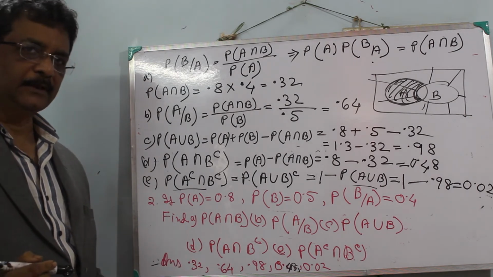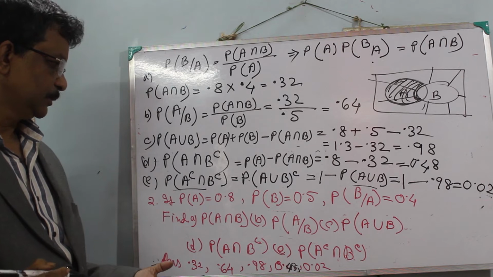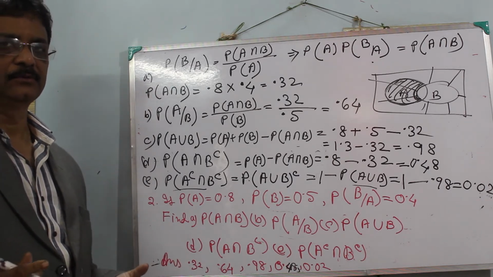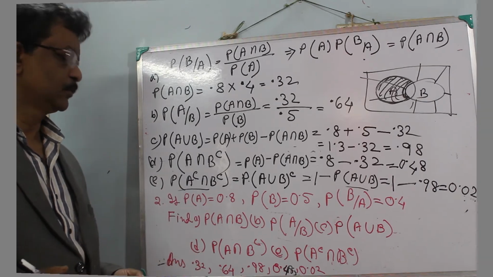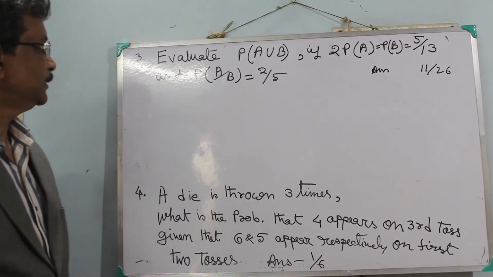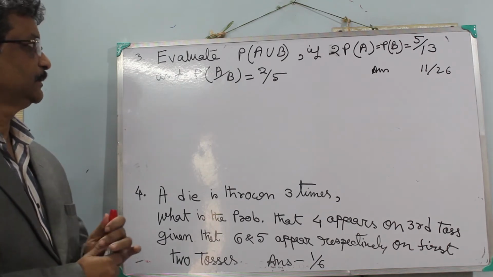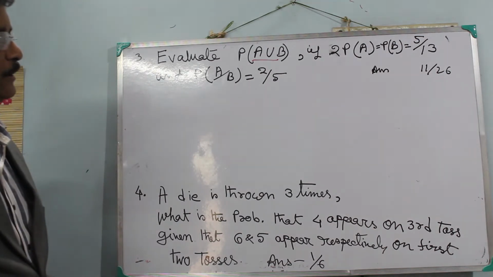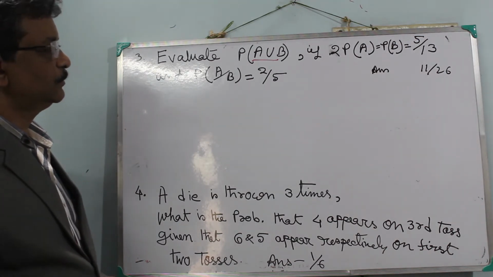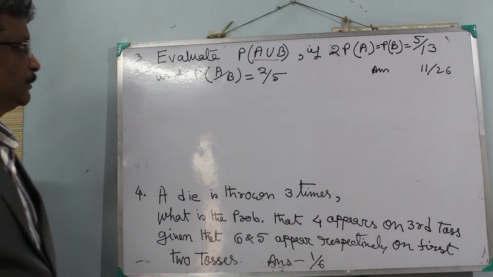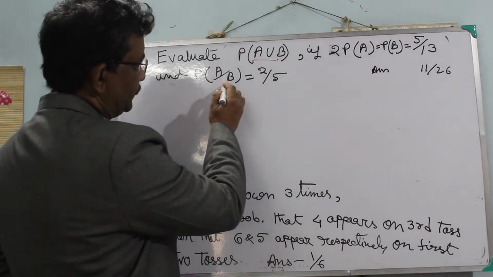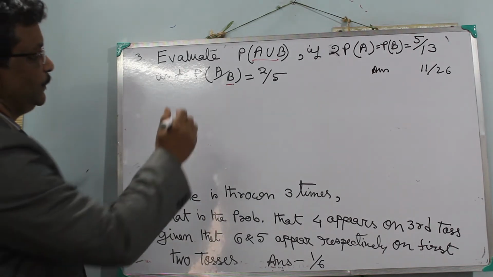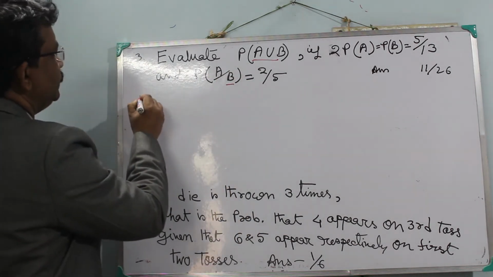So I think you have understood this problem. You go through the video part 1 and part 2, then it will be easier for you to comprehend the problem. Problem number 3, evaluate A intersection B, A union B. Probability of A equals probability of B equals 5 by 13, and probability of A when B occurred is 2 by 5. So what is the probability of A union B?